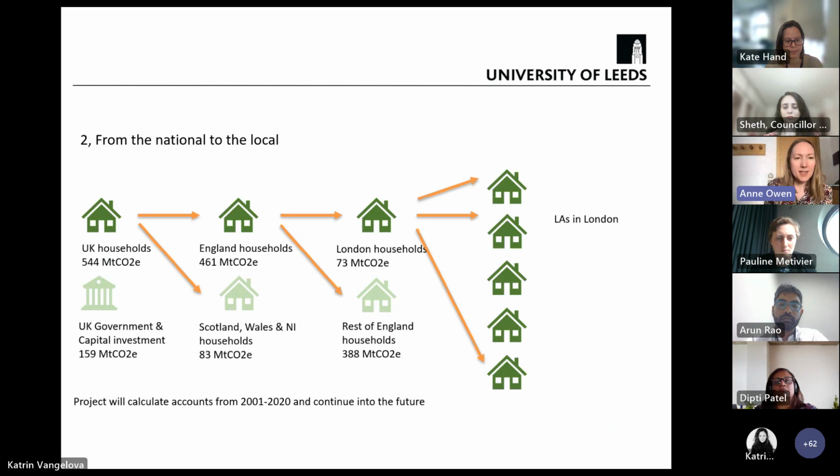The approach I'm using is the hierarchical approach. Essentially what this means is I take the top level amount, which is the UK, and share it out to the devolved regions, so England, Scotland, Wales and Northern Ireland. Then within England, I share it out to all of the government office regions, of which Greater London is one. And then once I have that, I then share the footprint out to the lower level geographies, which in this case is the London councils.